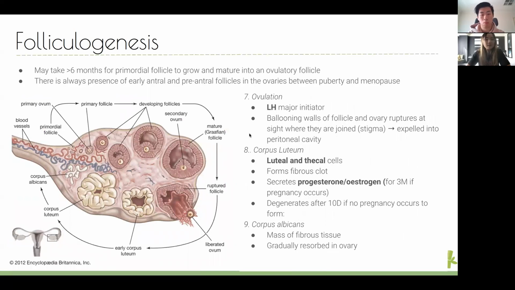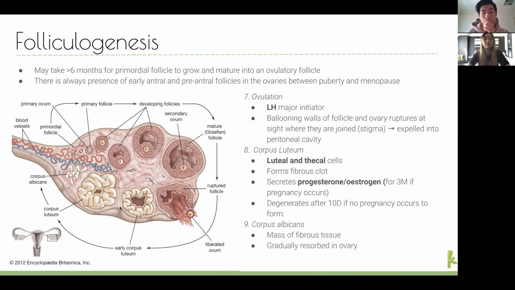And then you reach day 14, ovulation, again due to the LH surge, like I mentioned before. Essentially, the egg just bursts out of the ovaries into the peritoneal cavity. It's whipped up by the fallopian tubes, and they travel down towards the uterus. And then the remaining follicle becomes your corpus luteum. These are made up of luteal and thecal cells. They form like a fibrous clot.